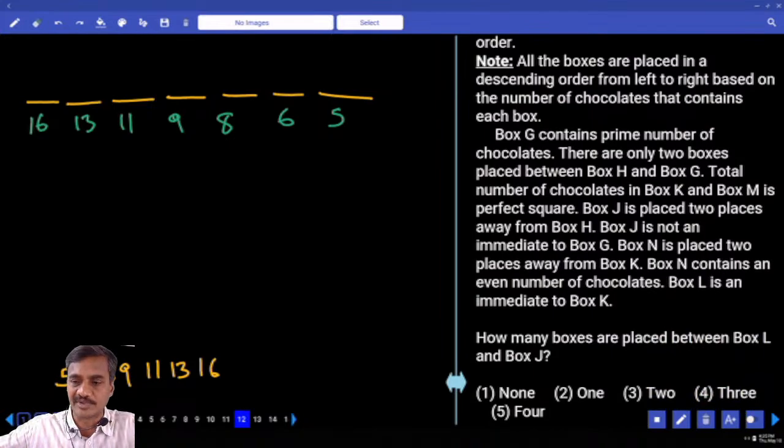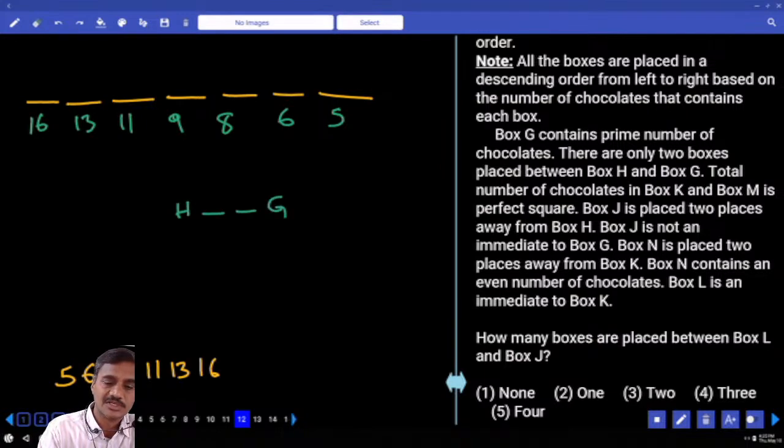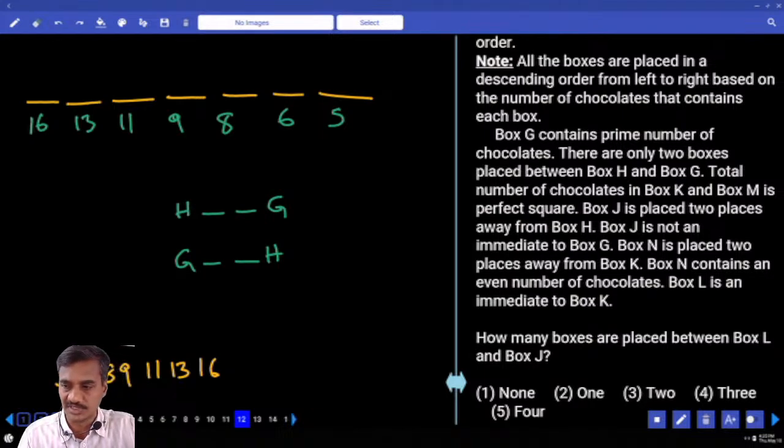Then B contains a prime number of chocolates. There are only 2 boxes between H and G. Now in between H and G, how many boxes do we have? 2 boxes. H and G can be like this, or G and H can be like this. There are 2 possibilities here. The total number of chocolates in K and M is a perfect square. Perfect square means the sum of 2 numbers must be a square. Now 5 plus 11, 16, is a square, and 16 plus 9 is another square. So many possibilities?